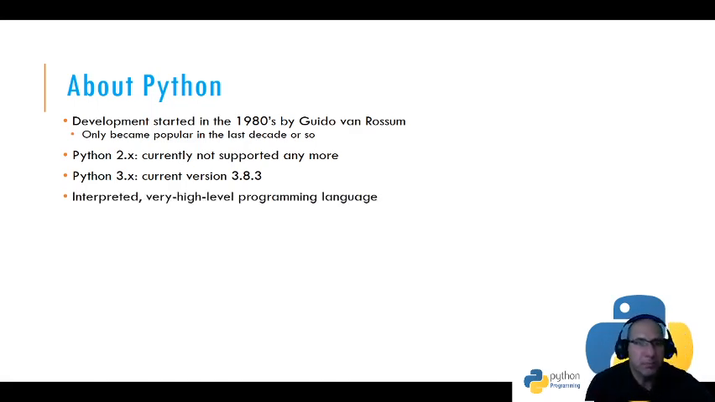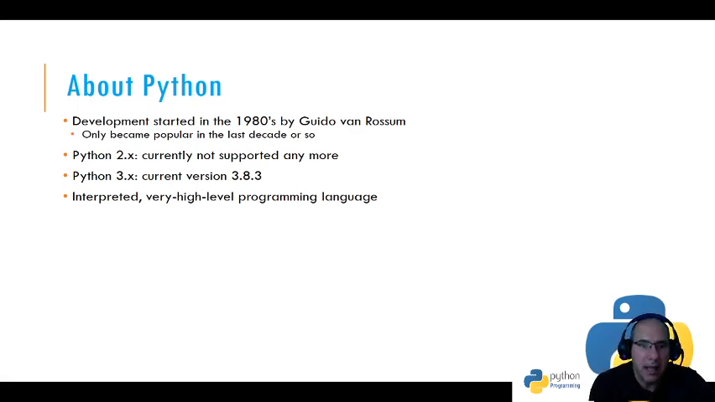So Python 2 and 3 are somehow completely two different languages. Sometimes they differ in the syntax, sometimes in the semantics. That's why we asked you in the previous lecture to stick with Python 3 and to make sure that you download Python 3 or 3.8 at least.